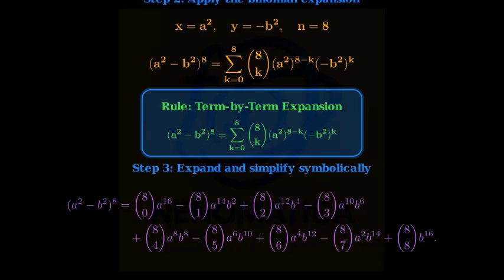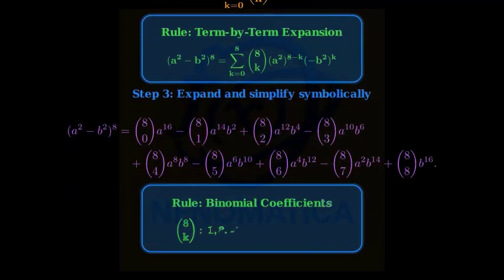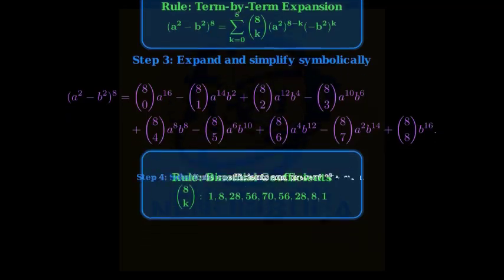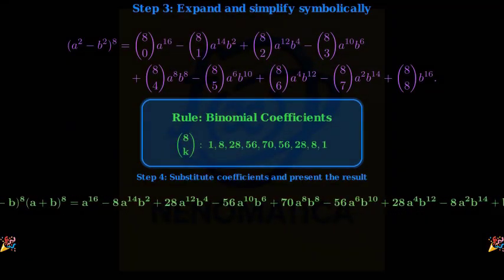Step 4. Replace the binomial coefficients with their values, using 1, 8, 28, 56, 70, 56, 28, 8, and 1. That gives the fully expanded result.